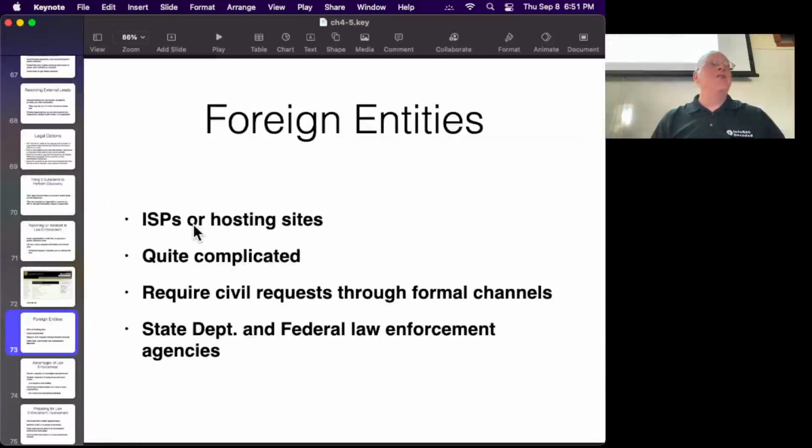But normal things, like a malware infection, somebody tries to steal money from your company, and maybe they even steal some money, you're still not required to report that. All right, so you have foreign entities, ISPs, especially in other nations. If you want to get any information from them, this is very difficult. You can try to make requests, and only if you can get federal or state law enforcement agencies involved are you probably going to get anything.